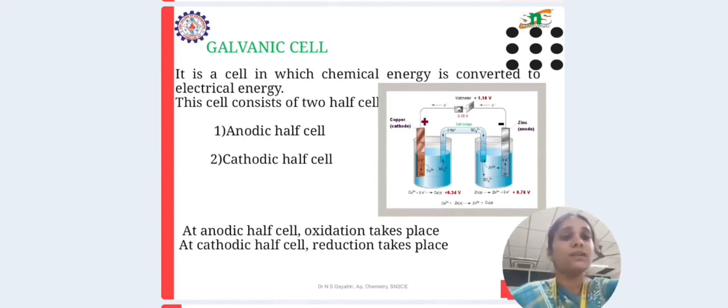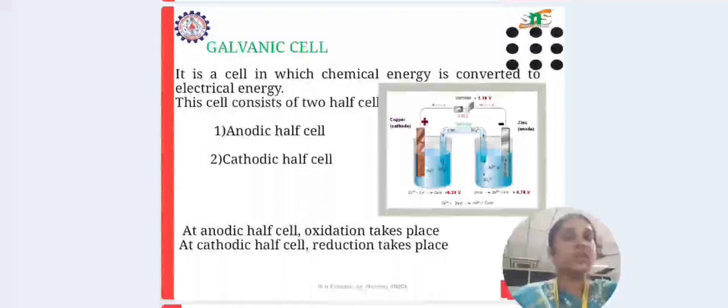At the anode, zinc loses 2 electrons, and these electrons are captured by copper at the cathode, which is reduction. The overall reaction is zinc losing electrons and copper gaining electrons, and the overall output of the galvanic cell is 1.1 volts.